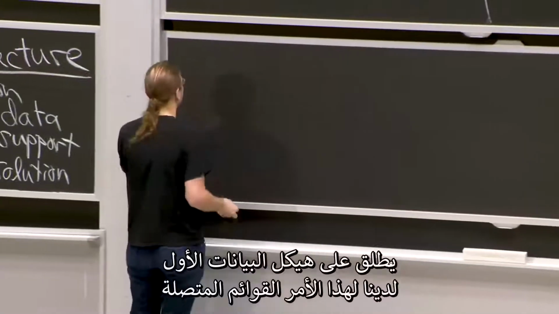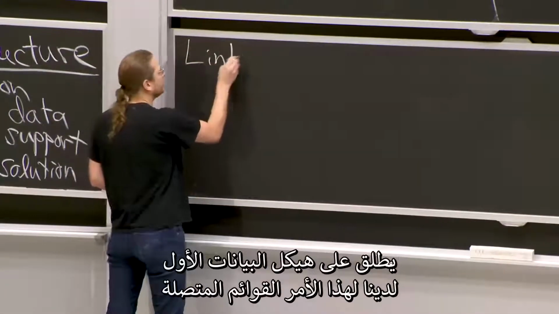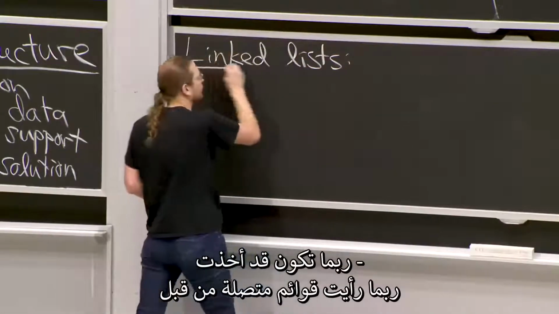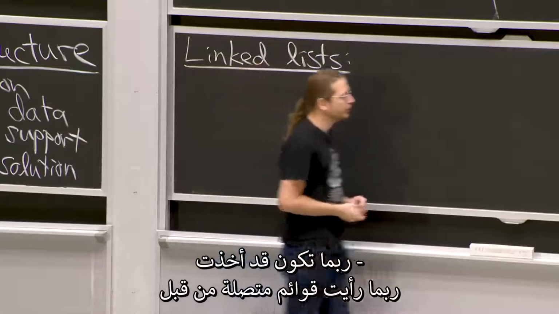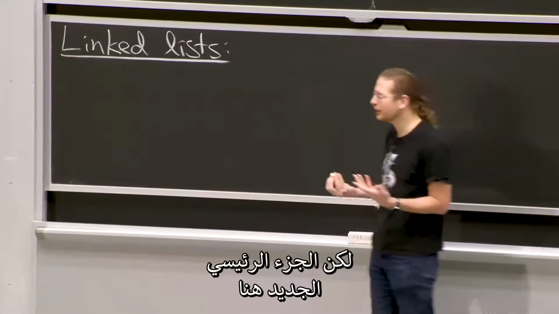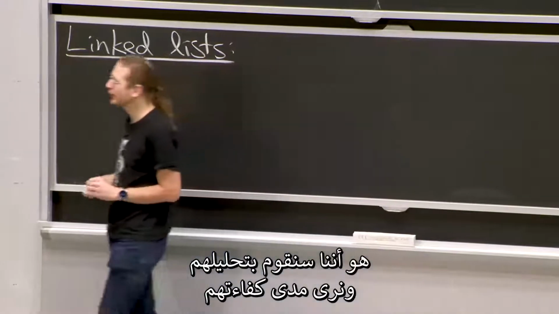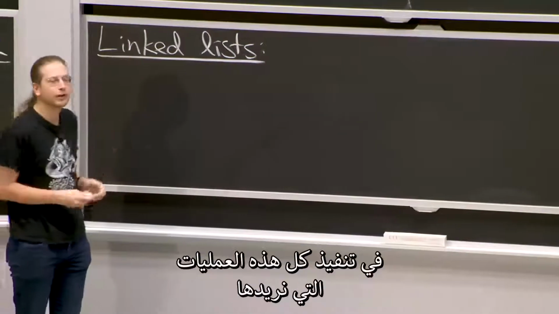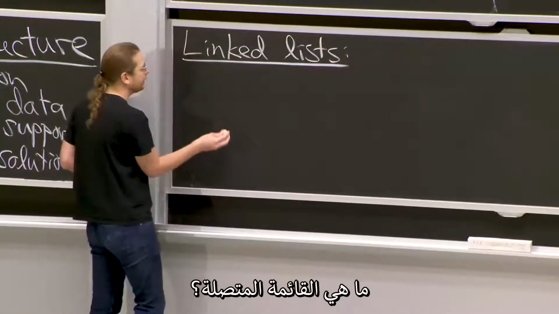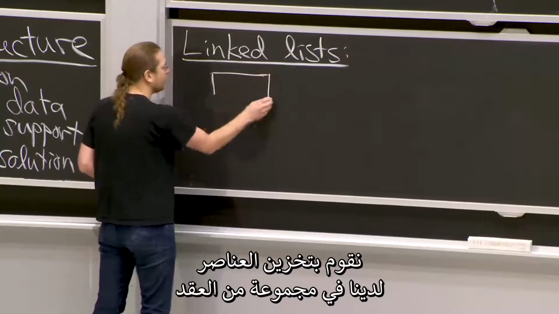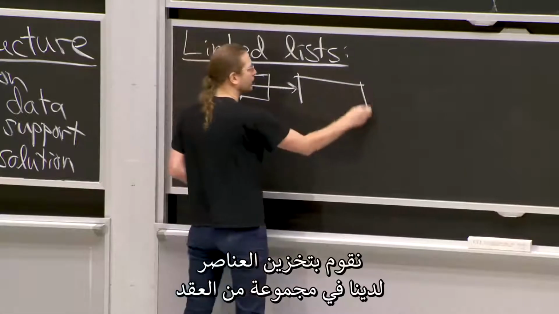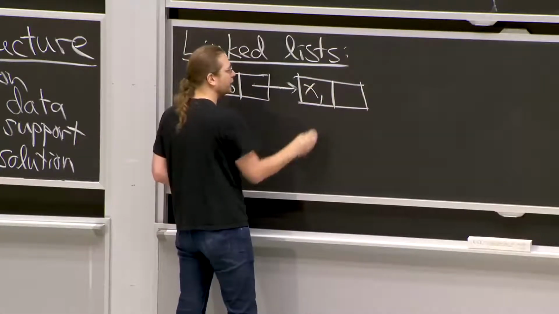So our first data structure for this is called linked lists. You've probably seen linked lists before at some point, but the main new part here is we're going to actually analyze them and see how efficiently they implement all these operations we might care about. So first, review. What is a linked list? We store our items in a bunch of nodes.